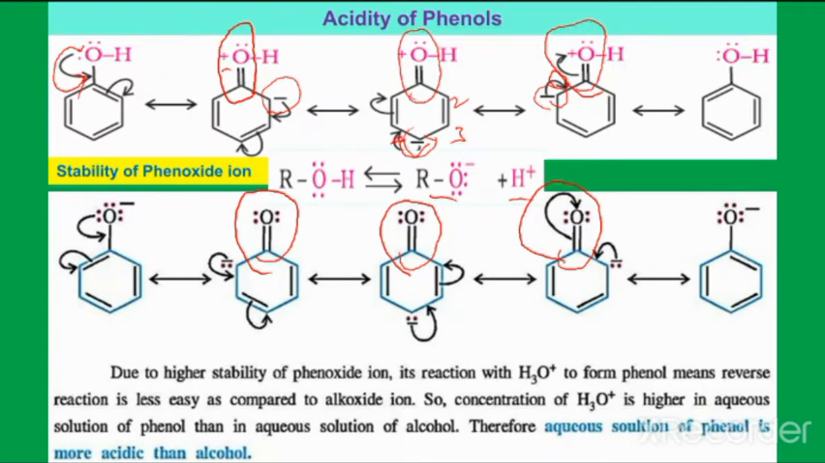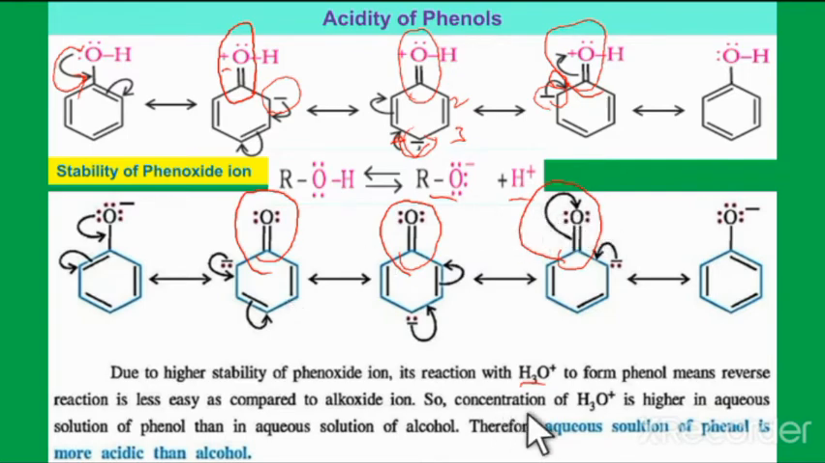So the phenoxide ion is highly stable compared to the phenol. When it is treated with the hydronium ion, it forms the phenol, that is a reverse reaction, which is possible much less easily than in the case of the alkoxide ion when it is treated with the hydronium ion.